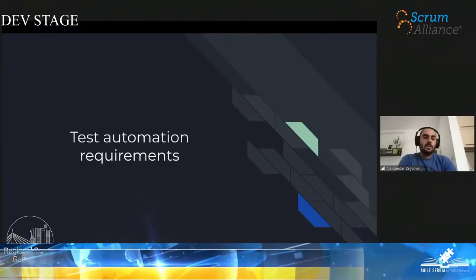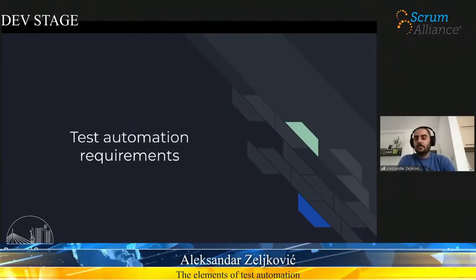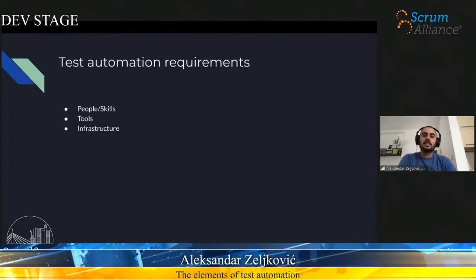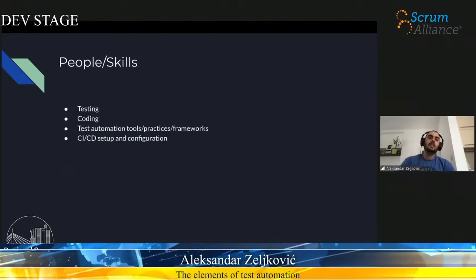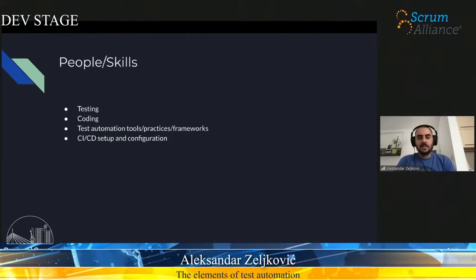Okay, so now let's see what are the requirements and prerequisites for test automation. We have three main aspects here: people or skills, tools, and infrastructure. Let's start with the skills.